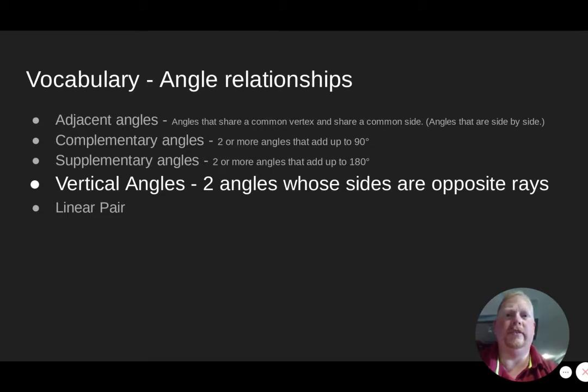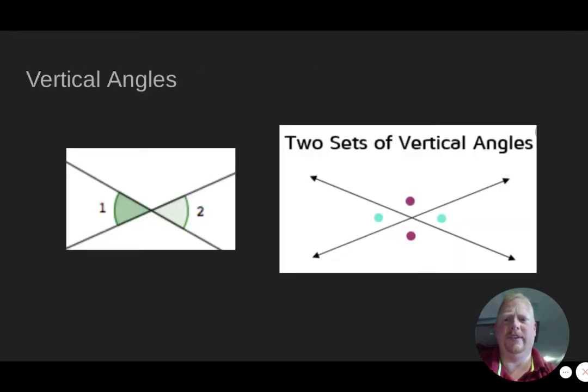Vertical angles. Now, most of the time when you hear vertical, you think of straight up and down. But that's not what this means in this case. Vertical angles are two angles whose sides are opposite rays. Now, what does that mean? Let's take a look here. So here I've got two angles, angle 1 and angle 2. They share the same vertex, which is why they're called vertical, because of the word vertex, not up and down.